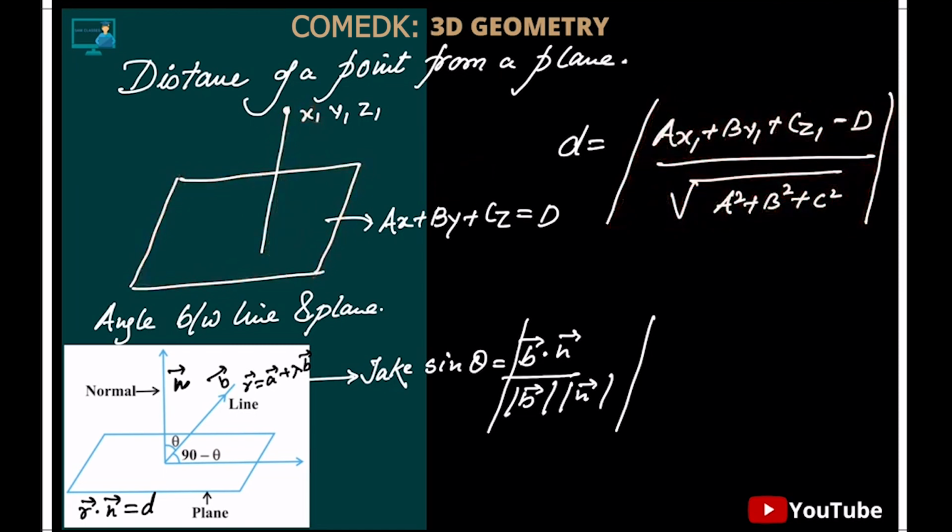You just need to understand that this a, b, c we are getting from the planes, and this x1, y1, z1 is the point coordinates, correct? That's it. Next is the angle between a line and a plane, very important.